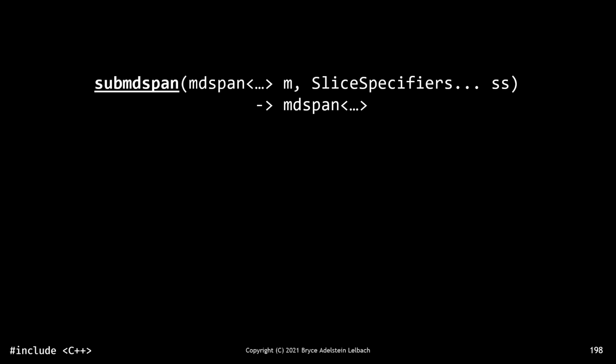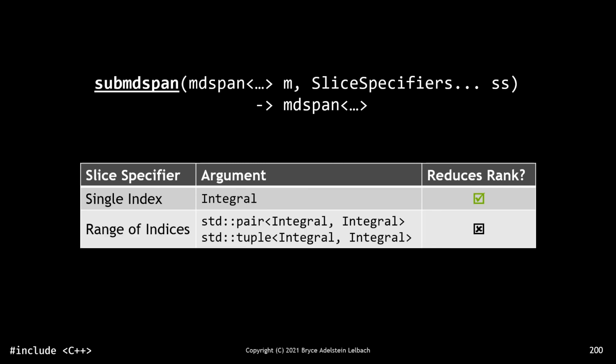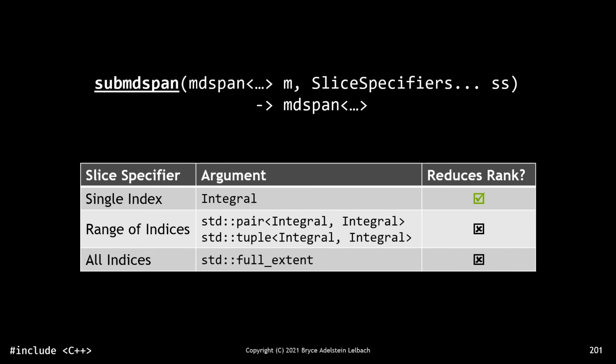For each extent of the input mdspan, you pass a slice specifier to sub-mdspan. There are 3 kinds of slice specifiers. You can specify a single index to be selected for an extent by passing an integral as a slice specifier. The rank of the returned mdspan is reduced by 1 for each single index slice specifier. You can also pass a range of contiguous indices to be selected for an extent. Finally, you can pass full extent to select an entire extent.